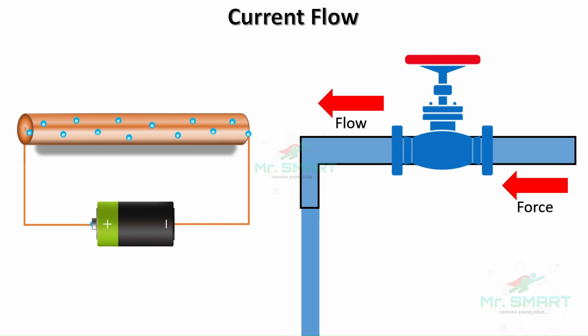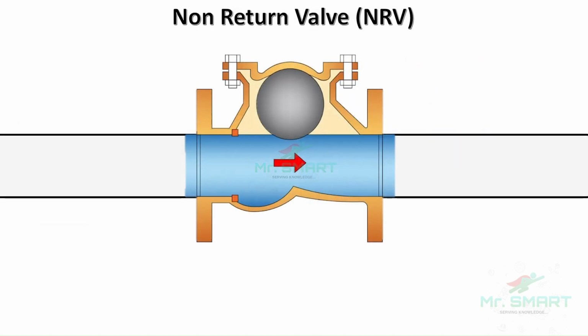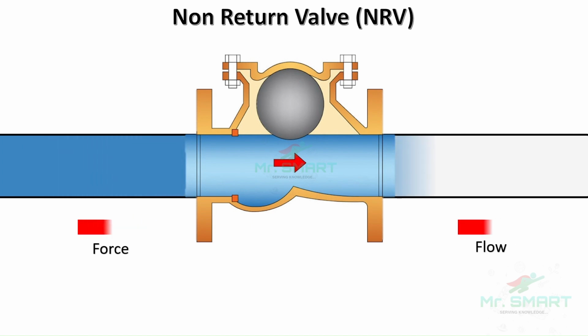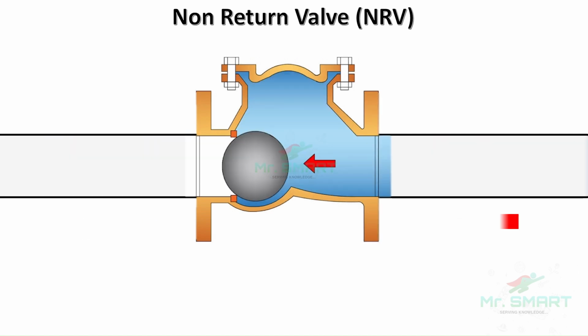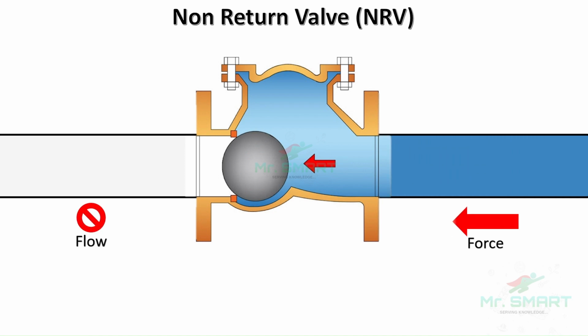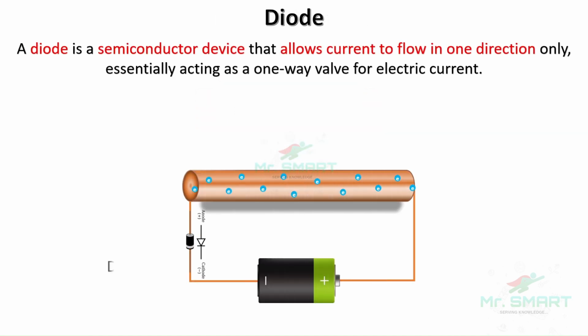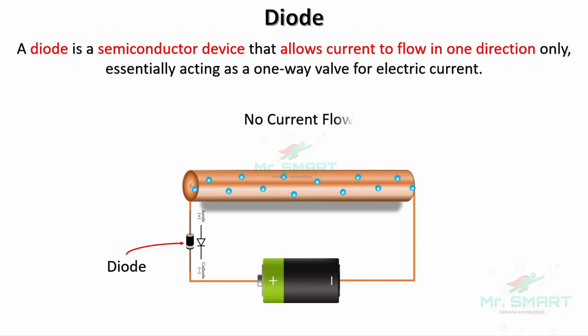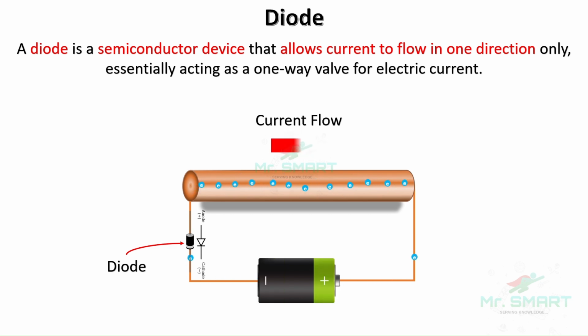Ever heard of non-return valves or NRVs? These one-way valves allow fluid to flow in only one direction, blocking it in the opposite direction. A diode works similarly. It's the electronic equivalent of a one-way valve. It is a semiconductor device that allows current flow in one direction and blocks it in the other. Fascinating, right? So how does a diode do this? And how is it made?